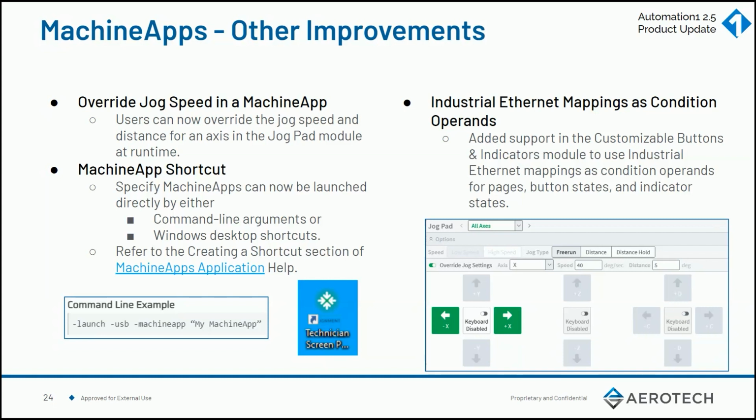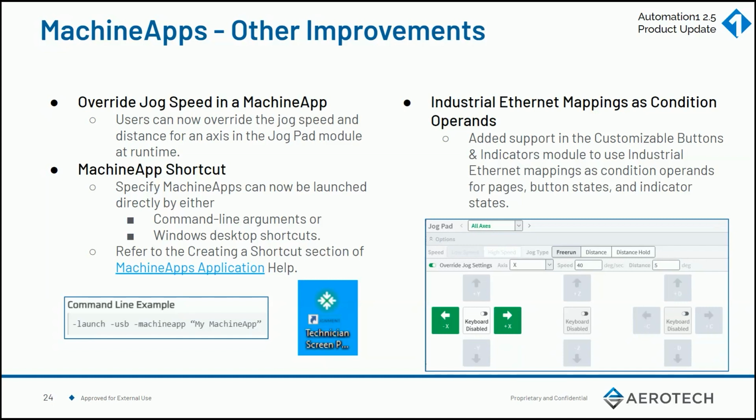We've added a MachineApps shortcut. Some of our users have said, hey, this MachineApps tool is great, but I want to just use one machine app and I want to launch it from the desktop, or I want to be able to launch it from my own application. So we gave you the ability to use command line arguments and a Windows desktop shortcut. I have a screenshot of the one I created on my PC just for the purpose of testing out this feature for this presentation. This is all available in the help file. You can see exactly how to do this.